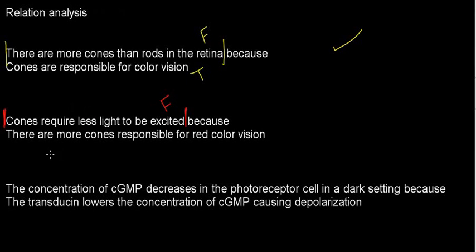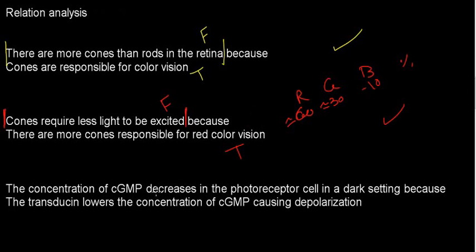Let's keep on going. There are more cones responsible for red color vision. And we know that we have red, green, and blue, and that this distribution is roughly around 60%, I want to say 30% and less than 10%. These are approximated numbers, and in percentage, obviously. So we have the most red. There are more cones responsible for red color vision. That is true. Very good. We're going to move ahead.